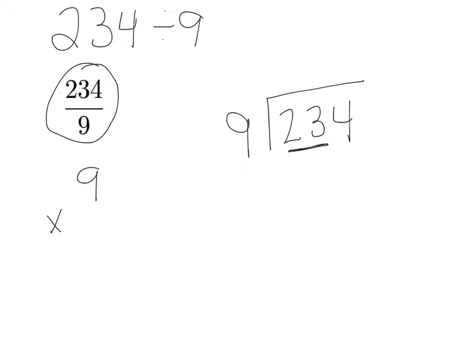So what do you multiply 9 by to get to 18? 2. So we're going to put our 2 right up here because it's right above the last number that was in the number combination that we're looking at, which is 23. Then we're going to subtract 18 from 23. Can we take 8 away from 3? No, because 3 is too small and 8 is too big. So that means we have to do some borrowing, some regrouping.